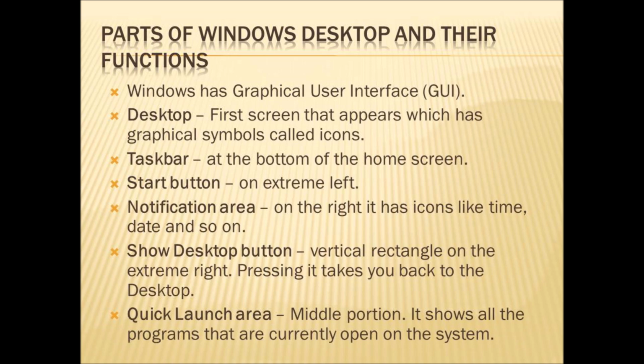The last one is quick launch area. It is the middle portion that is available in the taskbar. It shows all the programs that are currently open on the system. If you are working with MS Word, it will show the MS Word icon in the quick launch area. What are all the programs that are currently open, they will be displayed in the quick launch area.